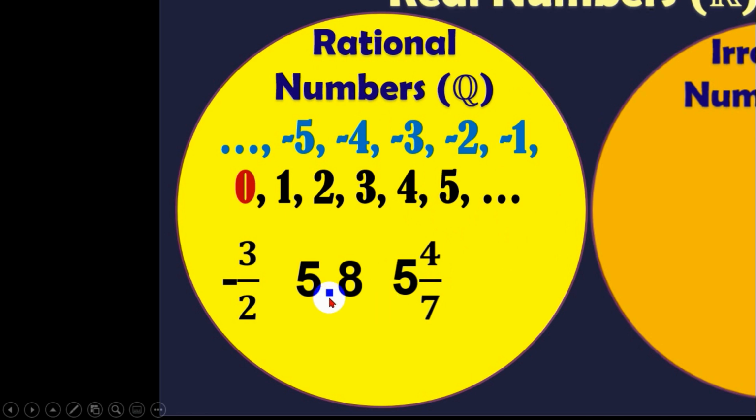Then, next, we have 5.8. 5.8 is a decimal number, and all decimal numbers can be expressed into fraction, di ba? I already taught you how to change fraction into decimal, and from decimal to fraction, you may just go back and watch that video again. This decimal number is not a counting number kasi you see, it has a decimal point here. It is also not an integer, and it is not a whole number.